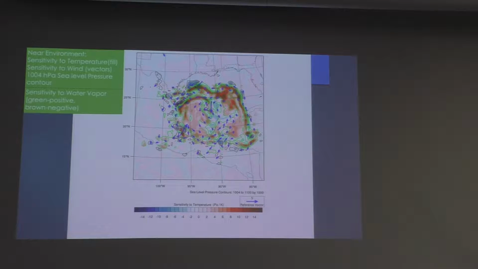The larger the sensitivity is, just in general, the larger impact you would expect it to have on the final cyclone intensity. And then, whether it corresponds to adding positive, in the case of temperature, warming the area, it would increase the cyclone intensity. Is this a moist adjoint? Yes, moisture is included. The physics are simplified, but they still do have moisture.